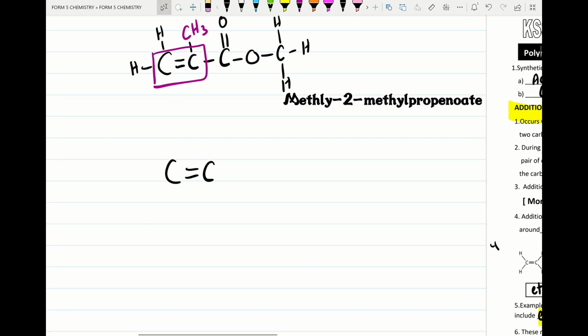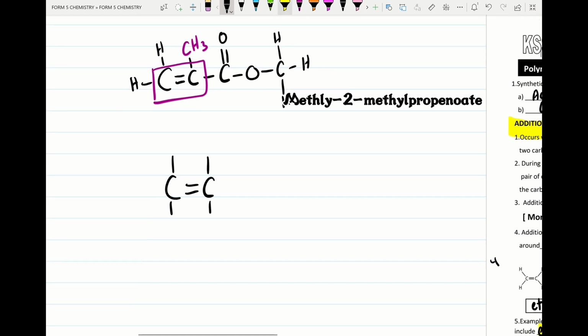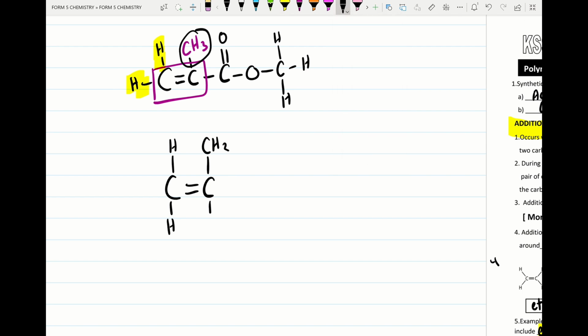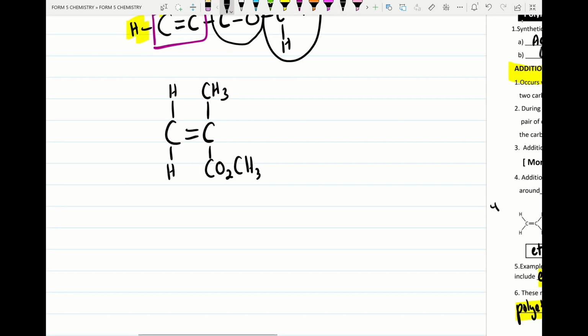Alright, so after that we put bonding. So now I take this one, I put here H, and I take this one, I bring down. So this CH3 whole thing I put at the top of the carbon, and this chain I make it CO2, and this one I make it CH3. This is the structural formula of the monomer of Perspex.